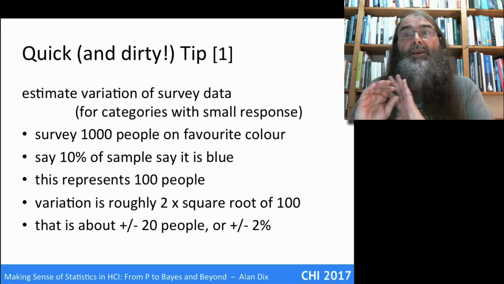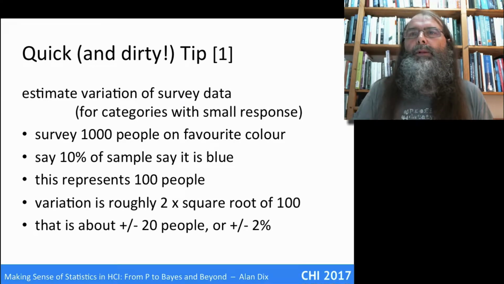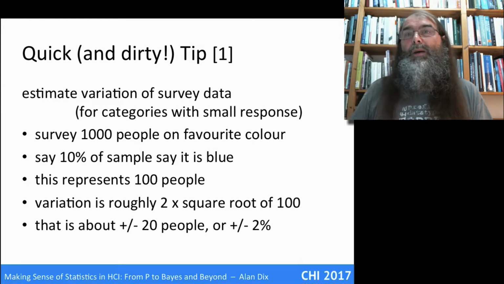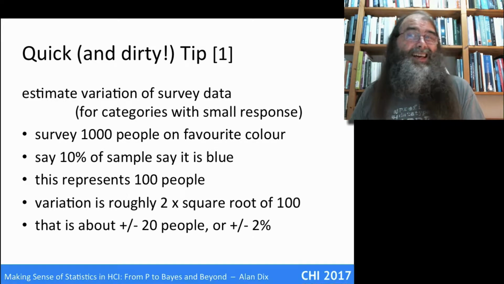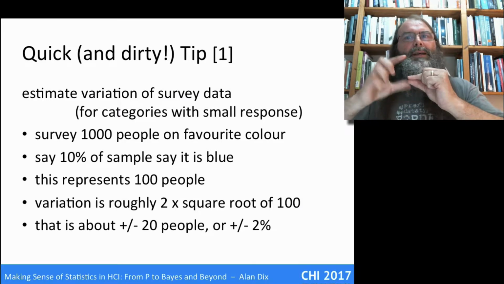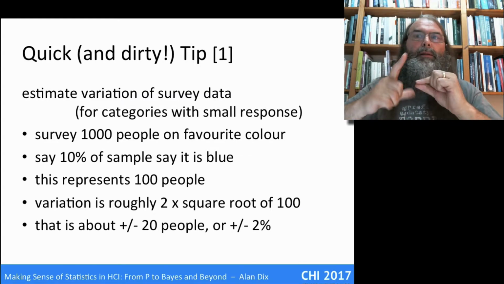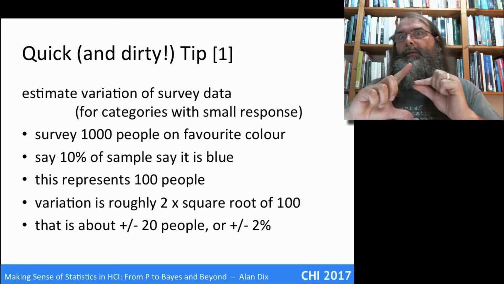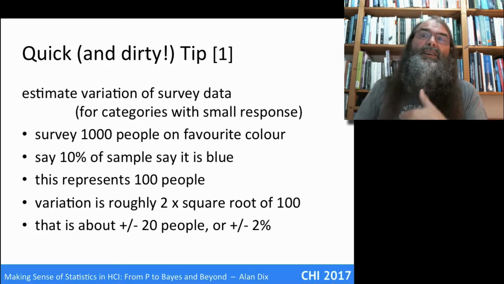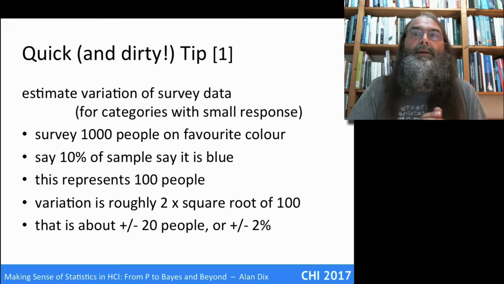The way to do it is you say you've got 1,000 people, and 10% of the sample represents about 100 people. My rule of thumb is to work out how many people, take the square root of that number, square root of 100 is 10, multiply by 2, that's 20, and that gives you a pretty good idea of the range of variation. About 90-plus percent of the time, 95, 97, I can't remember the exact number, it'll be within that range. So plus or minus 20 from 100 is 8 to 12%, so it's plus or minus 2% on the 10%.